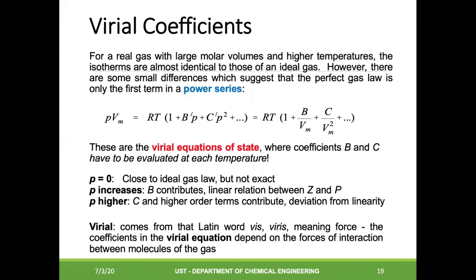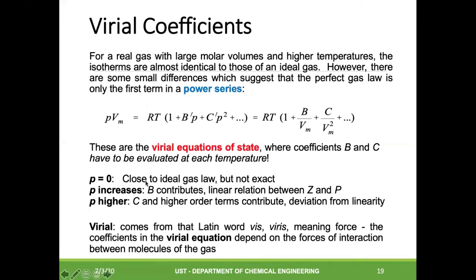They vary with temperature and gas type, but B' and C' we will be using if we have pressure, and capital B and C if we have it in terms of molar volume. Now take note, the coefficients B and C have to be evaluated at each temperature. So let's say for a specific temperature value, there is a specific value of B and C, the virial coefficients.